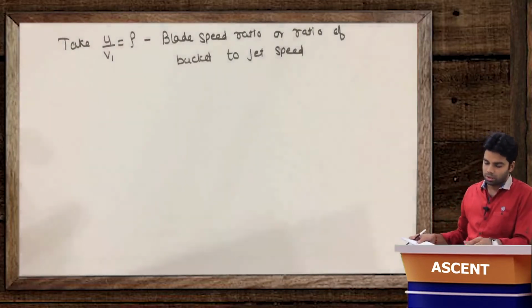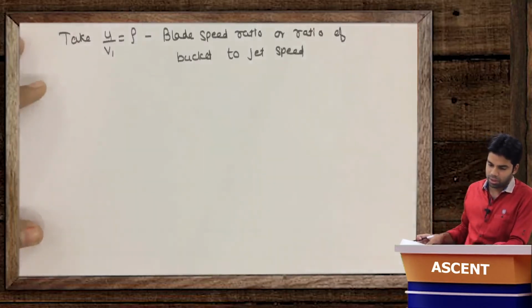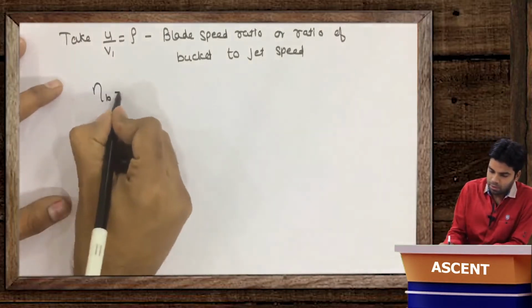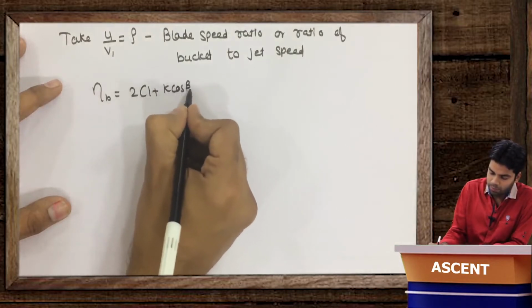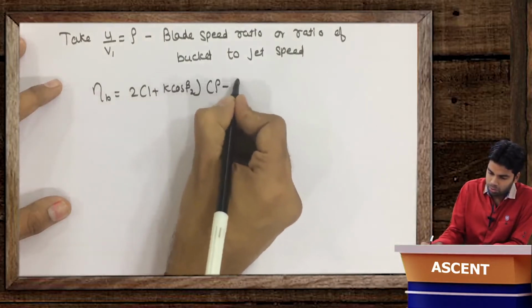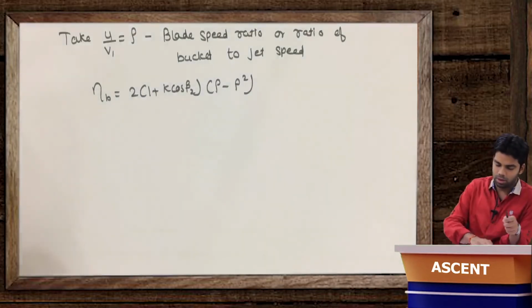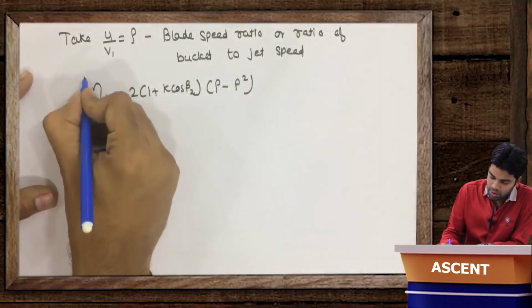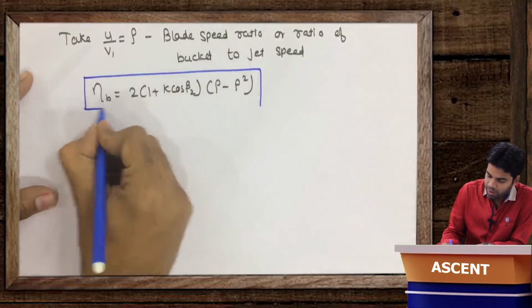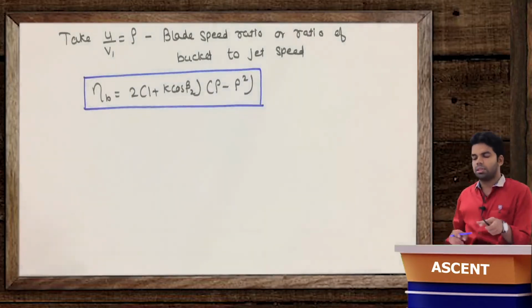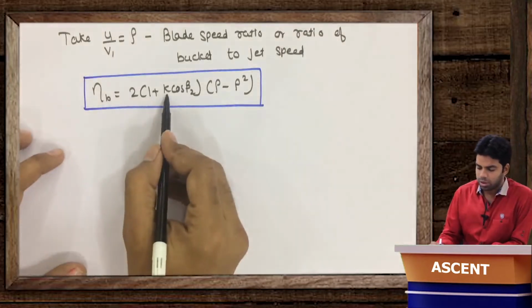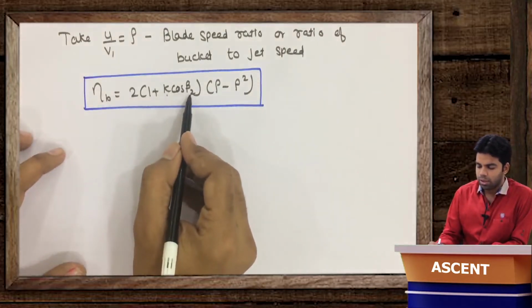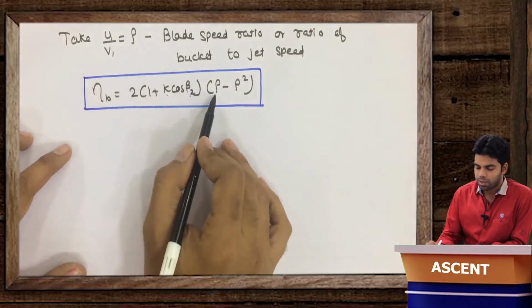Okay, so this efficiency term eta b will be equal to 2 into 1 plus k cos beta 2 into rho minus rho square. Okay, so this is the value of efficiency in terms of rho. Now why we are finding this efficiency in terms of rho? Because here k is a constant, beta 2 is also a constant, that means the only variable on which this efficiency is depending is nothing but rho.